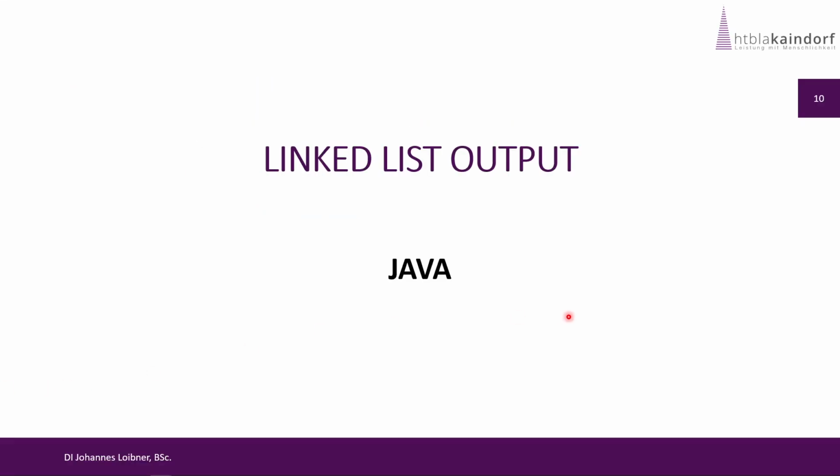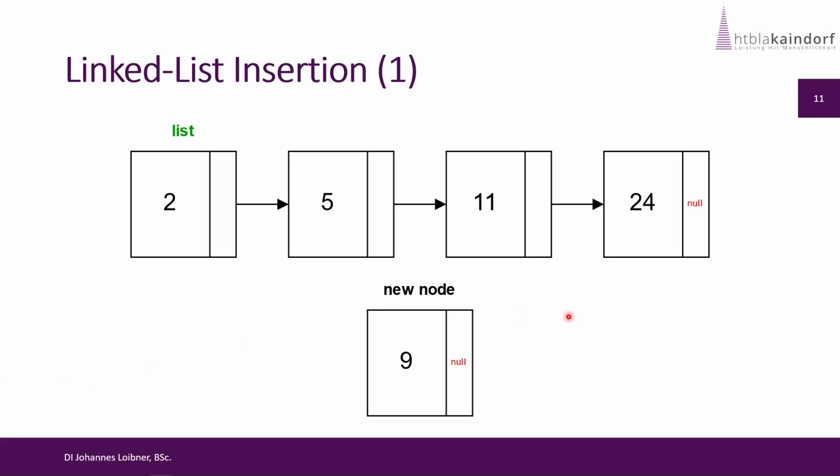And the next part is talking about how to insert something into a linked list. So we have our list here. This is what we want to produce, 2, 5, 11, 24, our nodes. And this is our new node, 9. We want to insert 9 at that position here. And that would be index 2, because this is index 0, this is index 1, and this is index 2. And we want to insert it here, so in between 5 and 11.